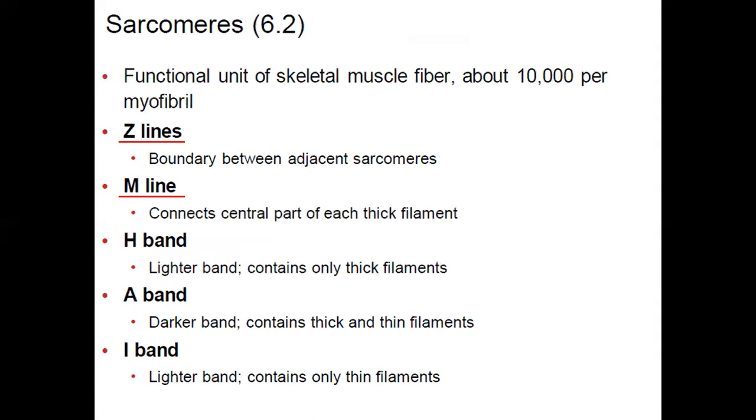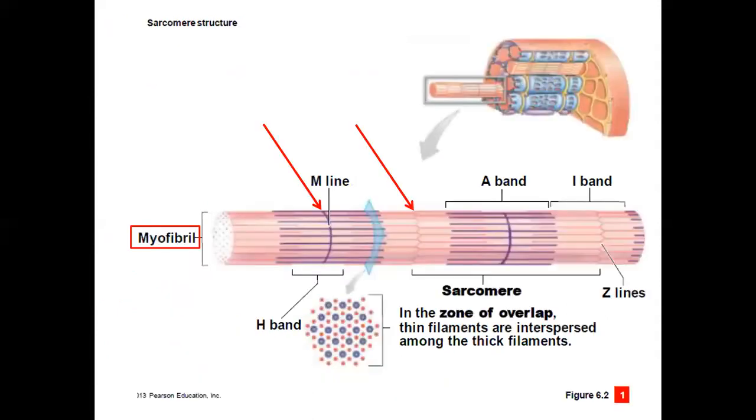At the center of the sarcomere is an M-line. And those are the two most important structures in a sarcomere. So let's take a look at it. So right here is a Z-line. It's also called a Z-disc. Here's another Z-disc or Z-line. From one Z-line to another Z-line is one sarcomere. This is the contractile unit of skeletal muscle.